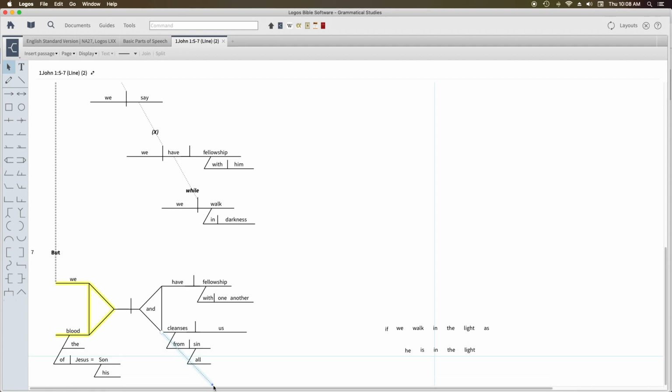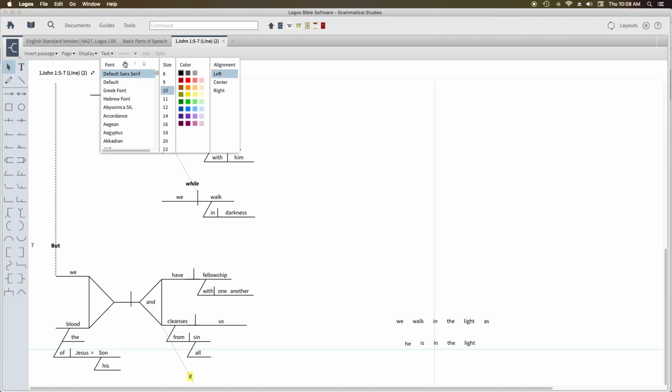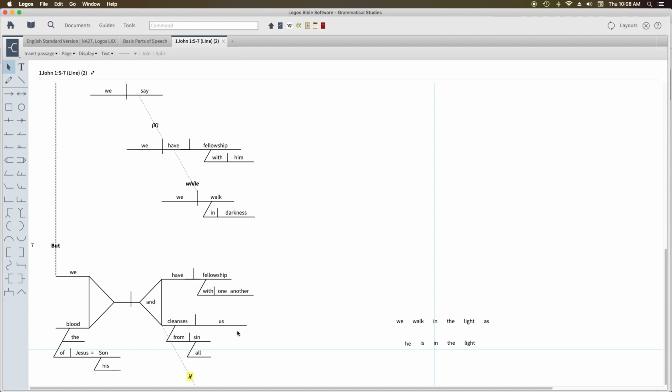And we're going to go down a little bit. I'm going to put the "if" right over the top of the line here, and I'm going to command bold and italicize it. So, "if." Go ahead and do the subject and the verb, we walk.